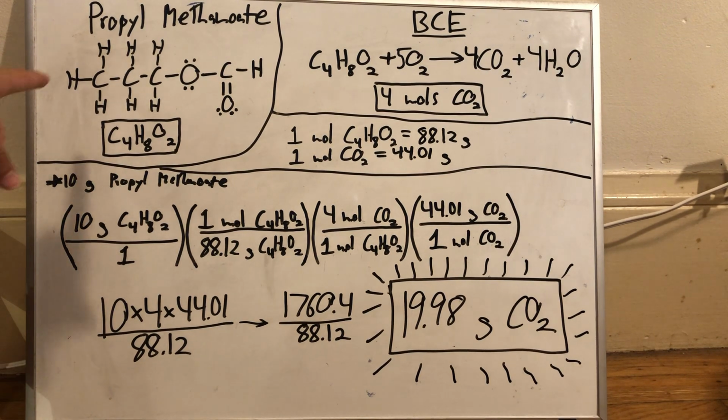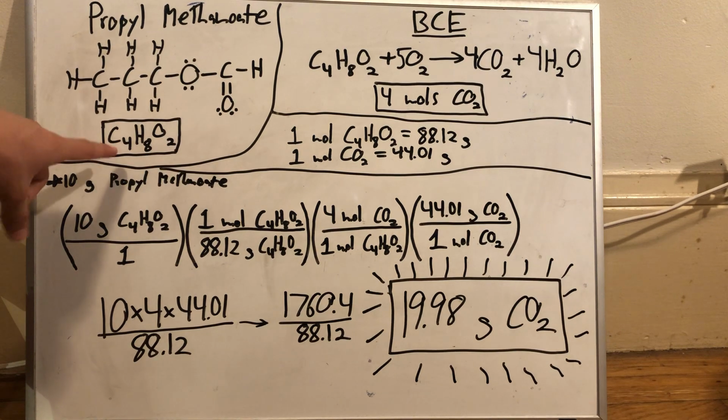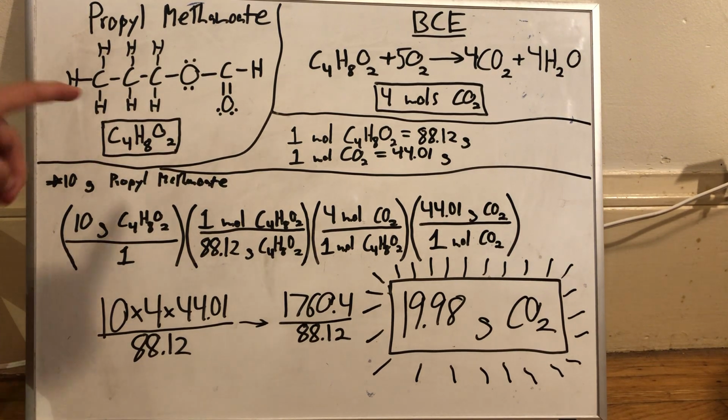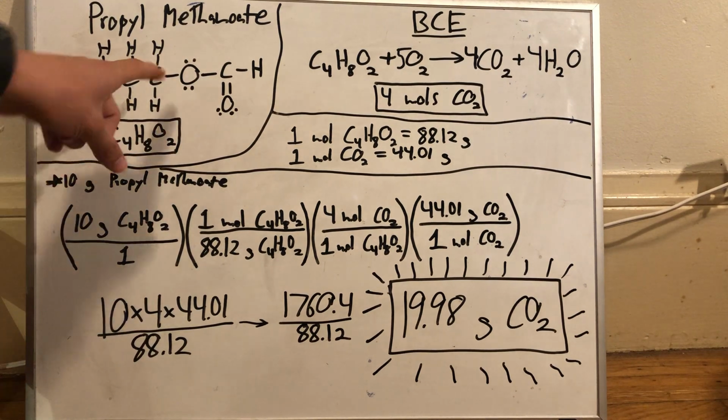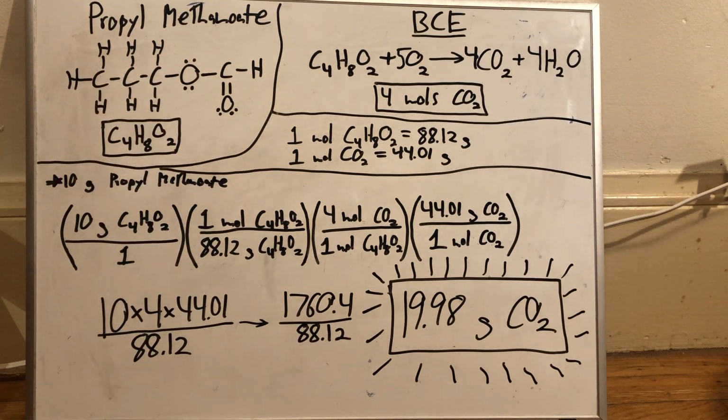Okay, now I came up with a formula. How many carbons do I have? 1, 2, 3, 4. C4. If you count out the hydrogens, I got 3, 6, 7, 8. I got H8, and then 1 O, 1 O, so O2. So C4H8O2 is our formula.